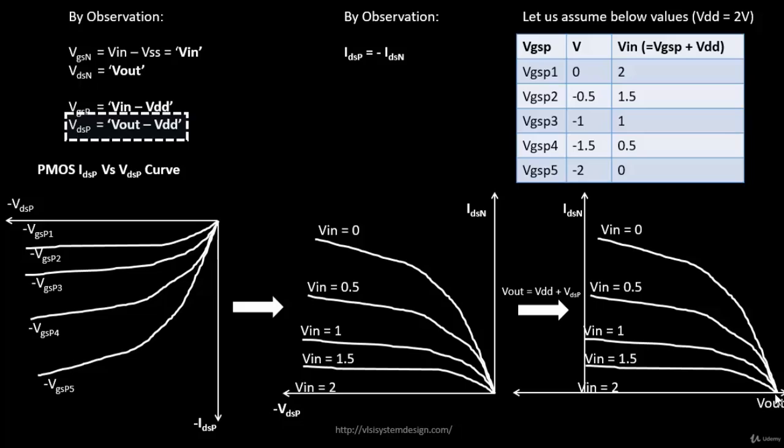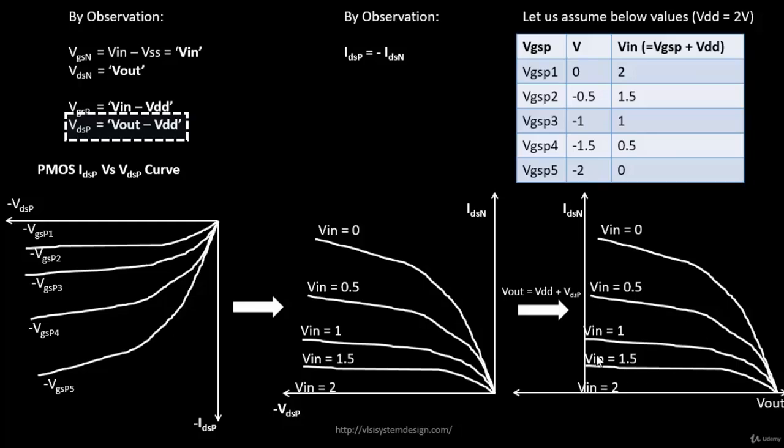And that makes sense because whenever your V out is 2 volts, it says that your output capacitor is completely charged and there is no charging current flowing to the output capacitor. That's why there is zero current, no matter what is the value of input. And this is true only when PMOS is in combination with NMOS to form a CMOS inverter.